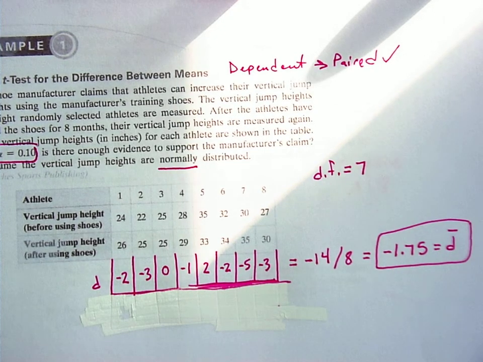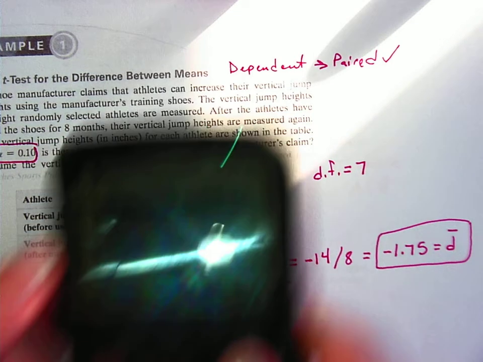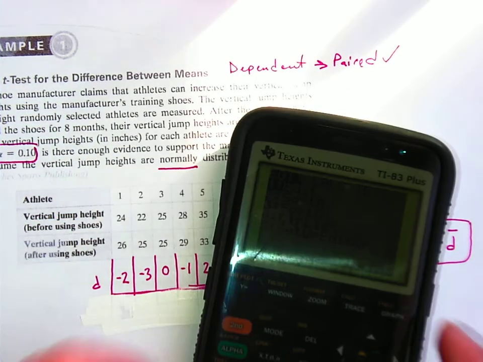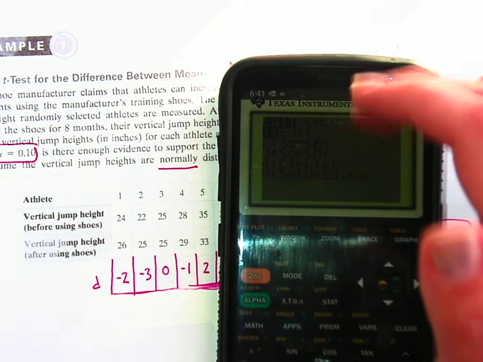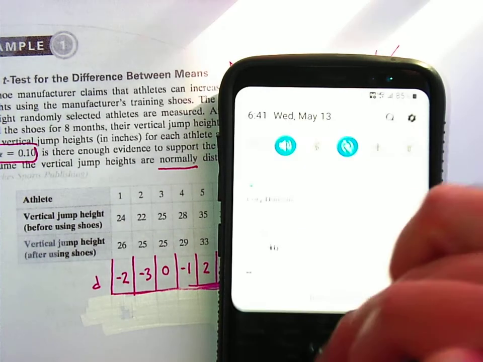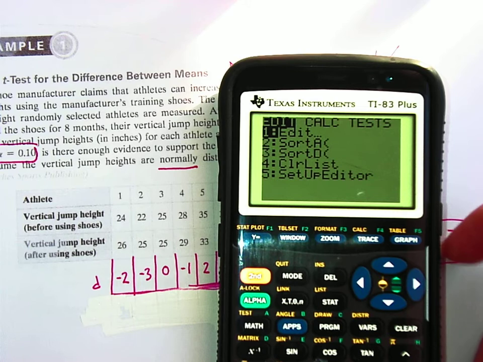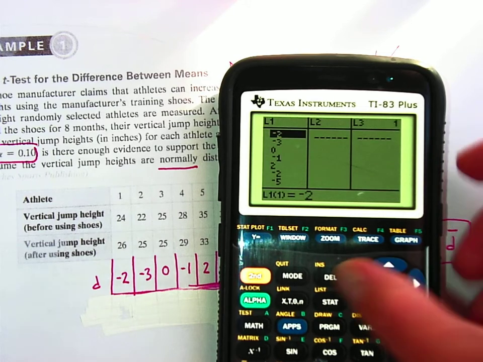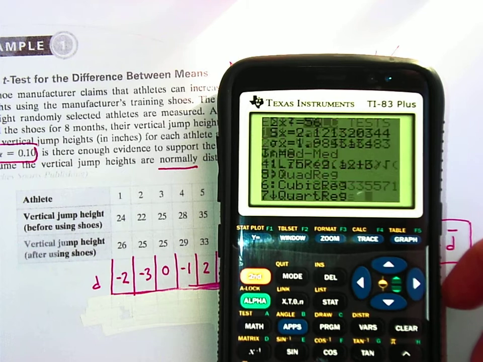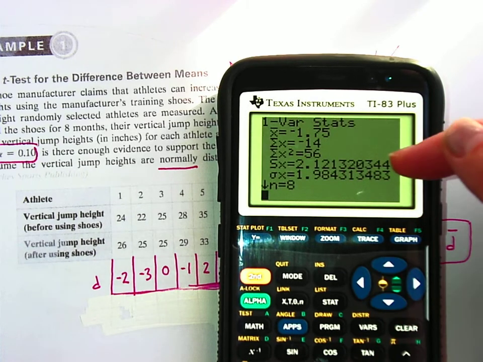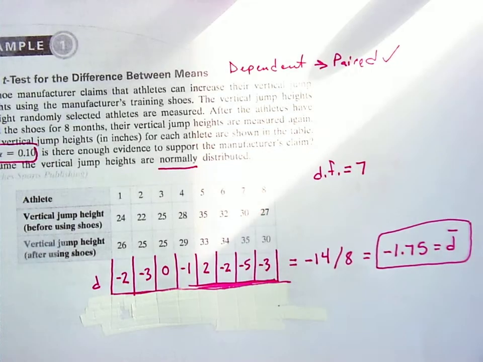Okay. And then I put all of the standard deviations into my calculator. So if you go to Stat Edit, I've already put all those numbers in list 1. So if I go to Stat Calc, 1 variable stats, I find out that my sample standard deviation, which is what I want, this is not a population, this is only 8 people, is 2.1213. So I'm going to write that down.